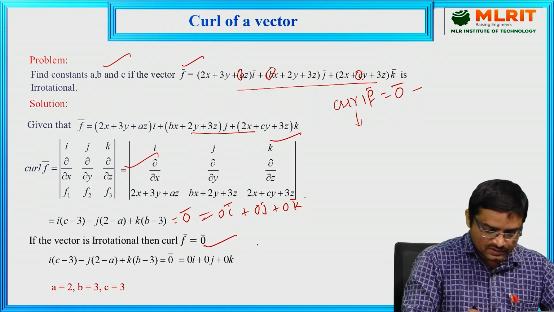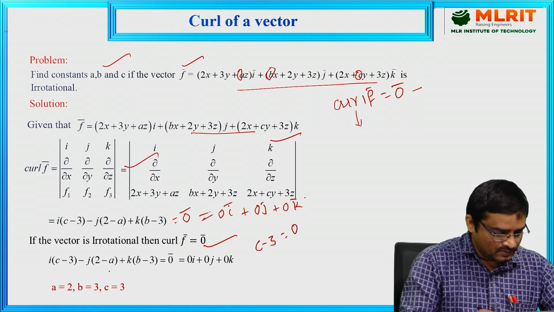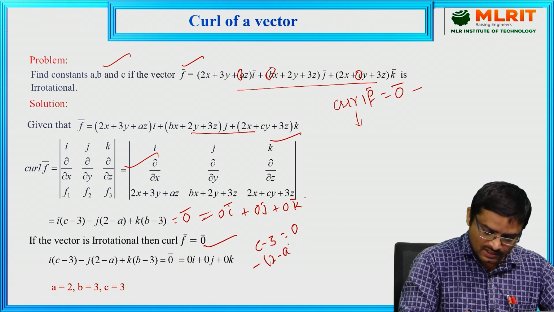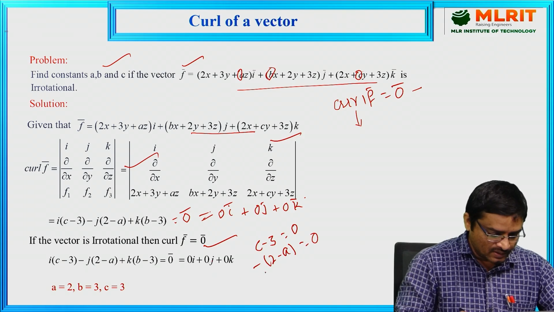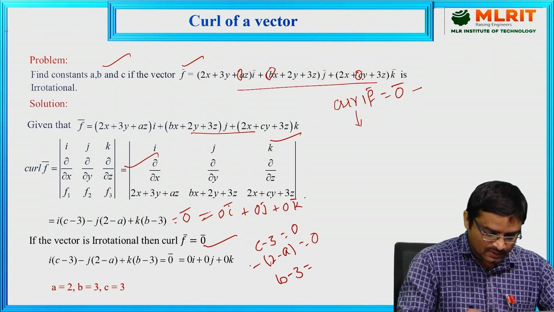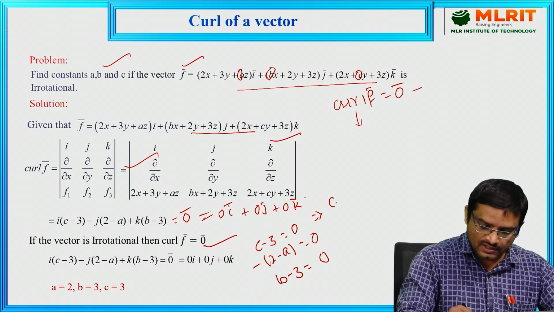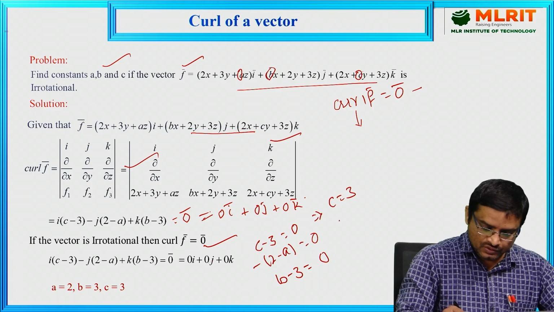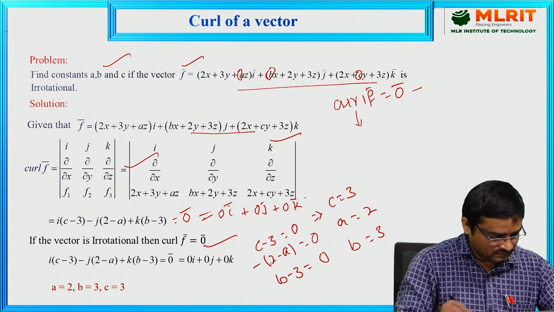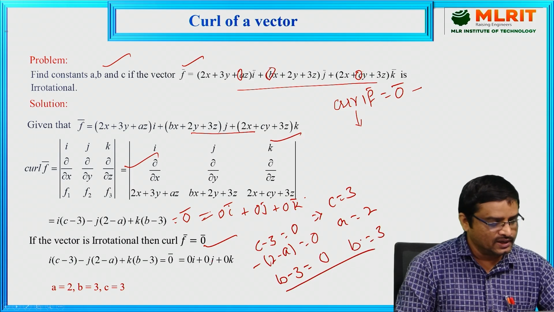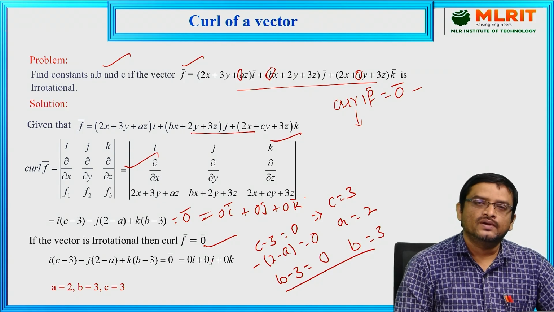Now the I bar coefficient is c minus 3 and this is equal to 0, and the J bar coefficient is minus of 2 minus A, which is also equal to 0. The K bar coefficient is B minus 3, and equate that to the K bar coefficient on the RHS, that is 0. From this you will get C is equal to 3. So you will get A is equal to 2 and B is equal to 3.